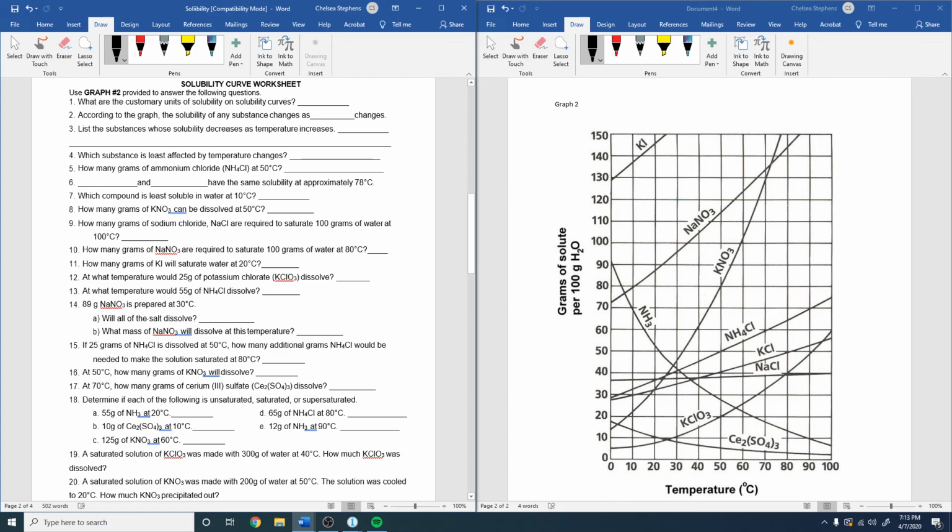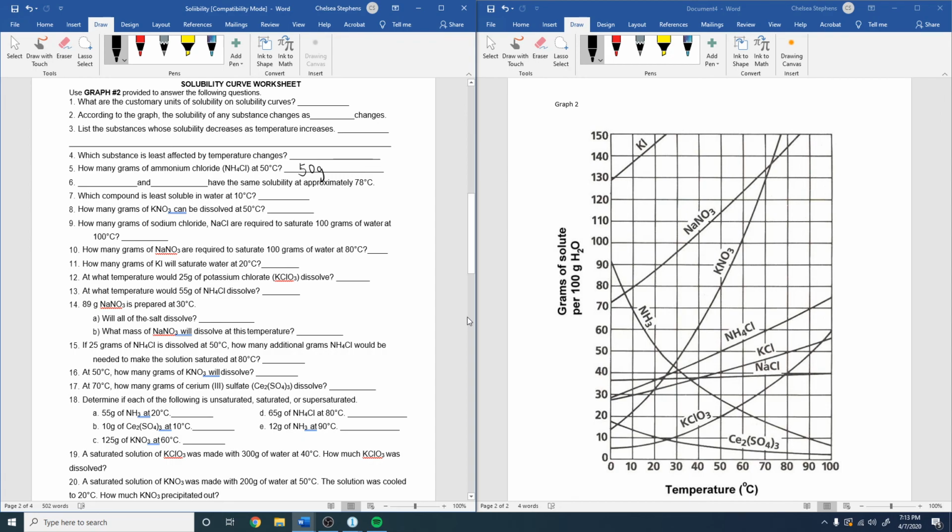Okay, so how many grams of ammonium chloride at 50 degrees Celsius? So we're going to find NH4Cl. There we go. On 50 degrees. Boom, boom, 50 grams. That makes sense. You're literally just reading this graph, okay?